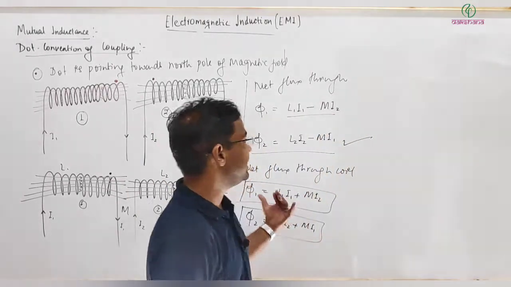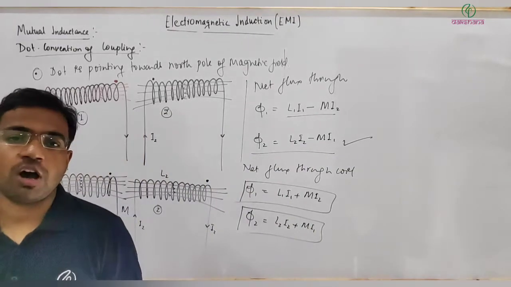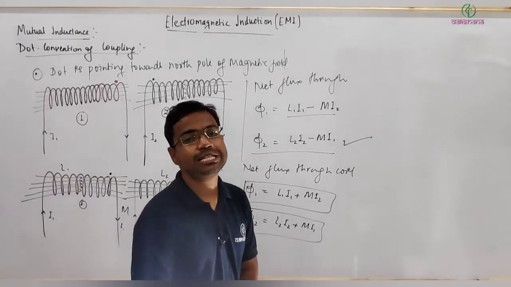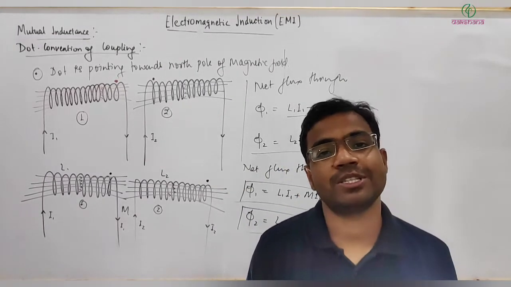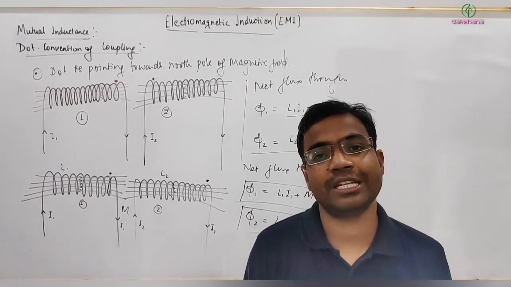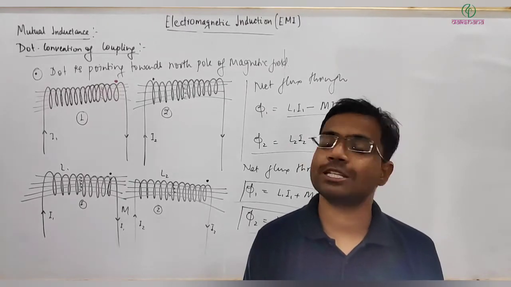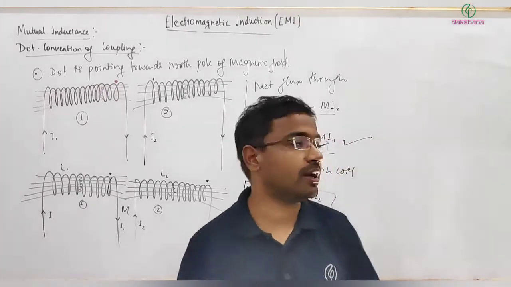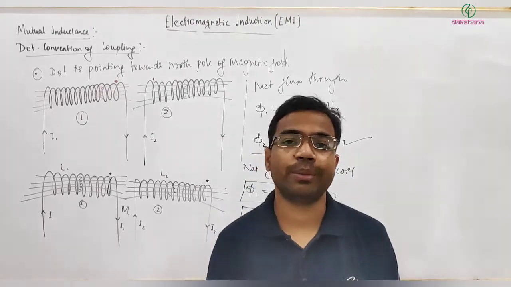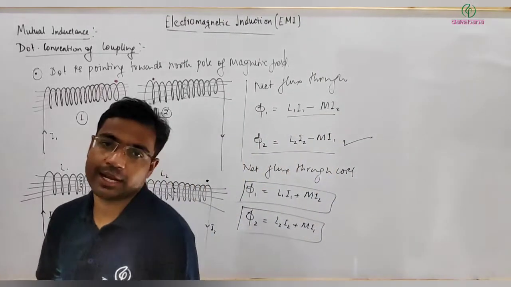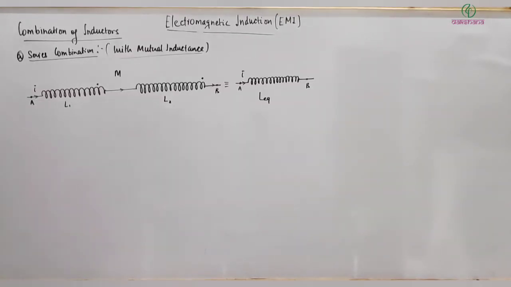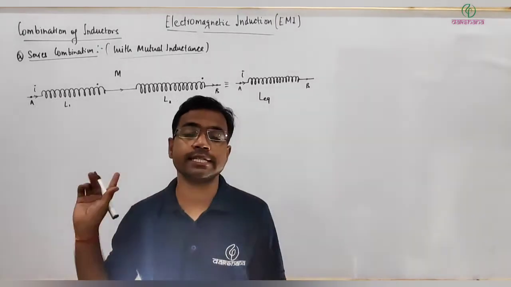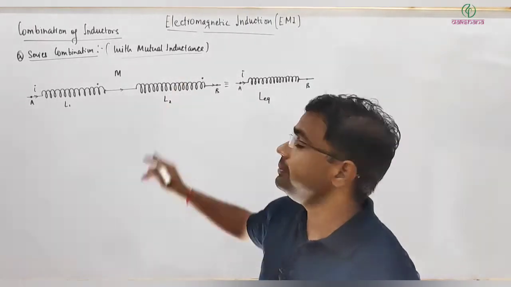Okay, so let's next see the combination of inductors, meaning series combination and parallel combination. Just like resistors and capacitors, where we have series and parallel combinations and equivalent capacitance and resistance, exactly in the same manner here also we have series and parallel combinations, and let's see what that is exactly for inductors. So next is the combination of inductors, and that is series combination with mutual inductance.